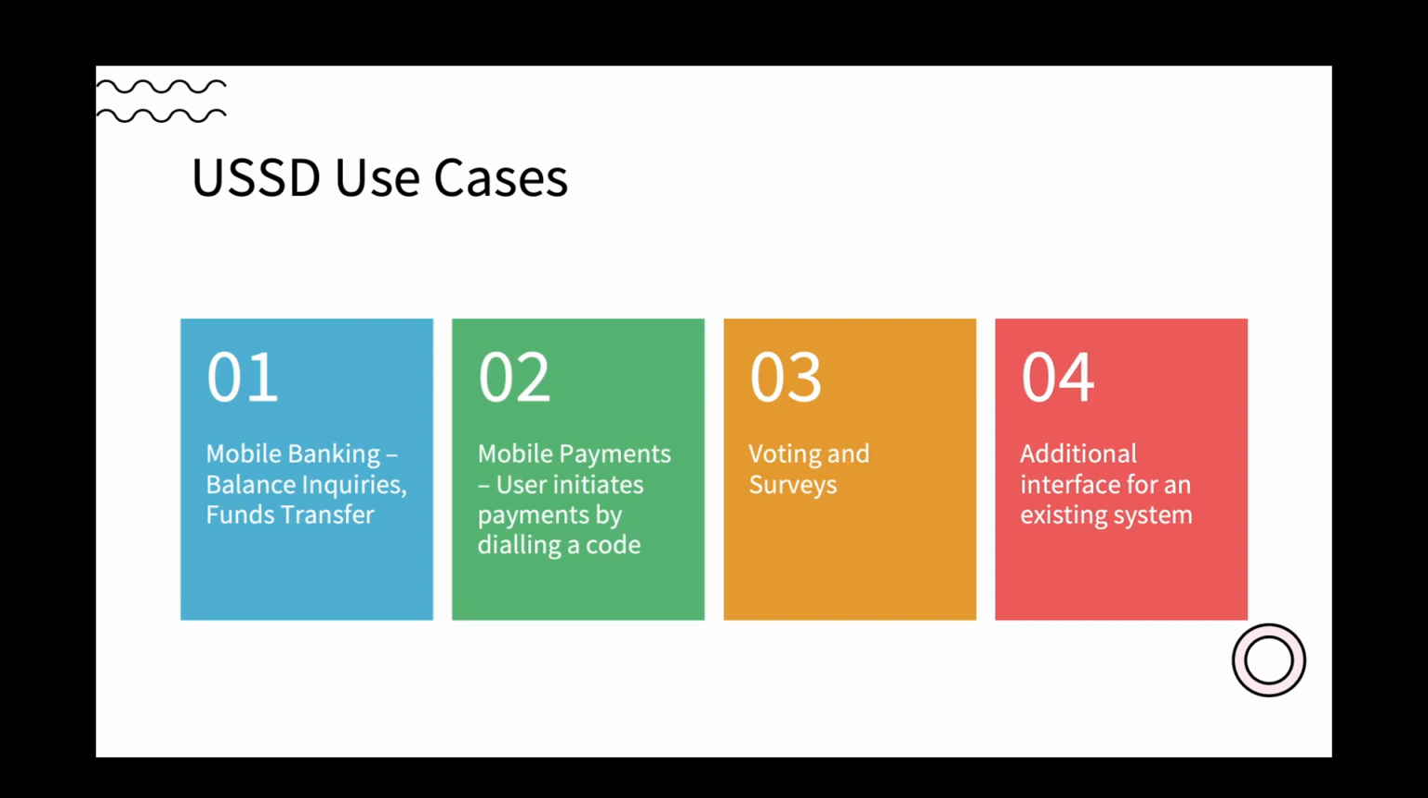So those are different interfaces that have been provided, where USSD is one of them. So I'm sure this example helps you better understand. We have mobile payments as well, where a user can initiate payment by dialing a code. We have voting and surveys.